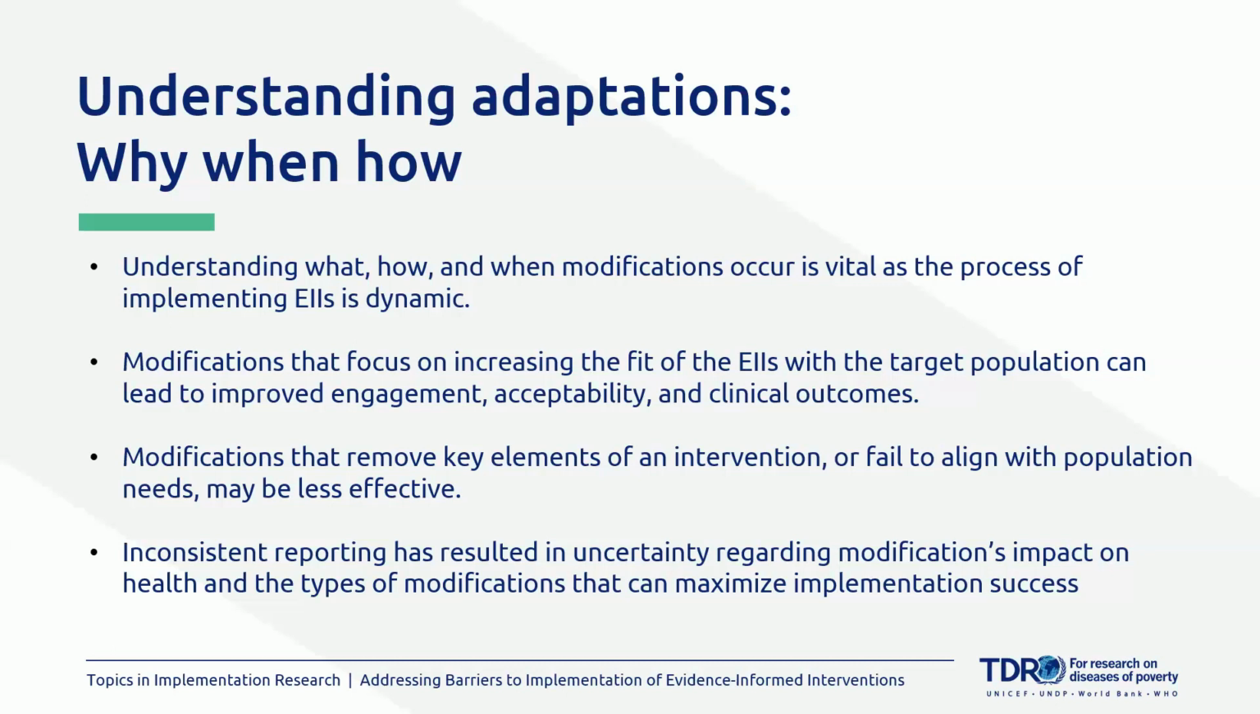So if we fail to align the modification with our population needs, then the intervention is not going to be effective. Similarly, we also need to keep in mind how we are reporting that adaptation, because if the reporting is not consistent, there is no way to know whether that adaptation has led to a certain outcome, and what type of modification has actually led to that success. This information would be relevant when we are trying to scale up that intervention, for example.